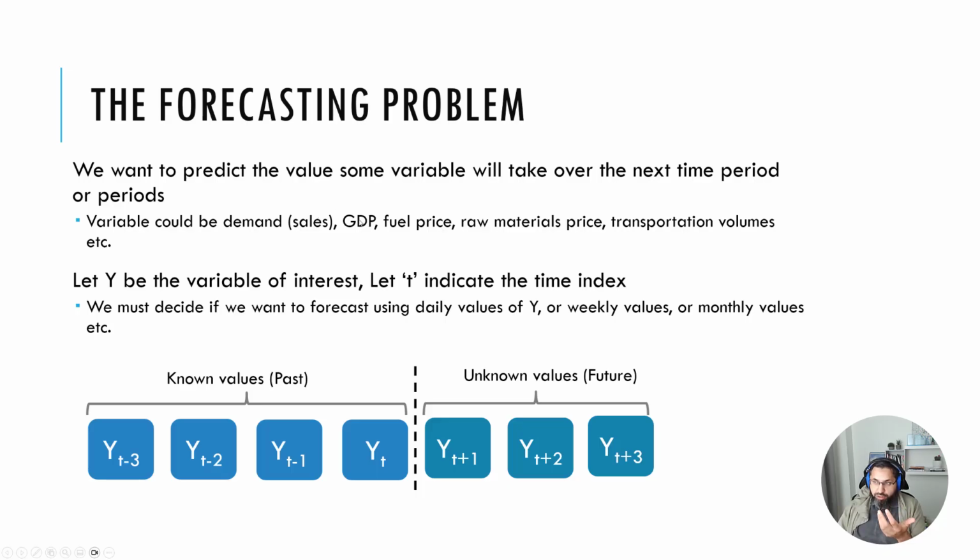The variable Y could represent demand for a product. It could represent the gross domestic product GDP of a country. It could represent a price. It could represent some transportation volume or quantity. Depending on our problem, whatever we need to forecast, it would represent that value. And this sort of data where values of the same variable are given to us for multiple periods of time is called time series data. So forecasting naturally deals with time series data.